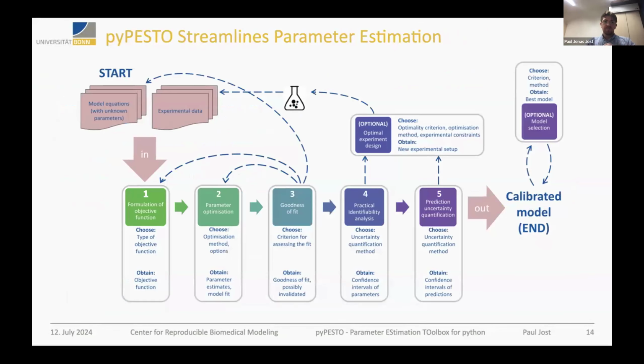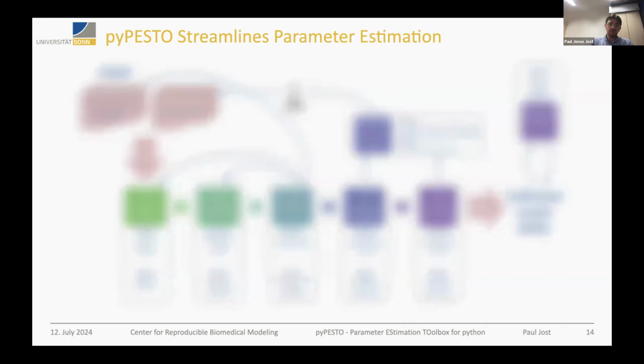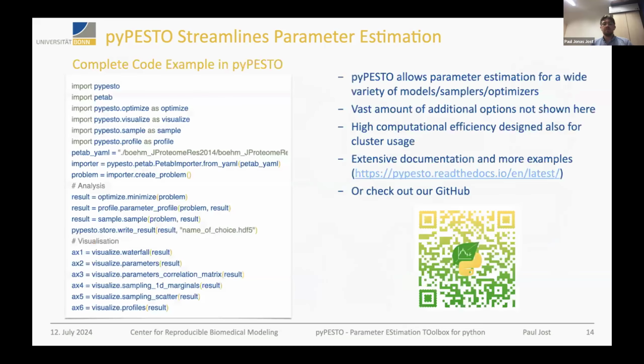Okay, so coming back to the overview of parameter estimation, I hope I've shown you that pyPESTO streamlines parameter estimation. Obviously, we only went through each step separately. That's why I would really like to show you this: everything from step 1 to step 4, leaving out the model selection and the prediction uncertainty, but model selection is like 3 more lines of code.